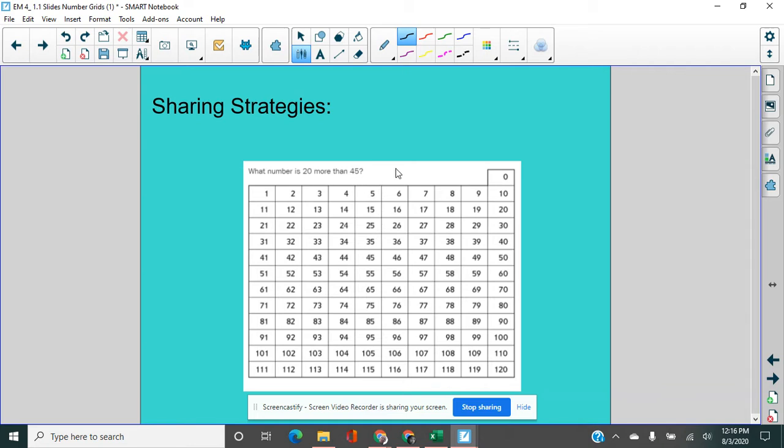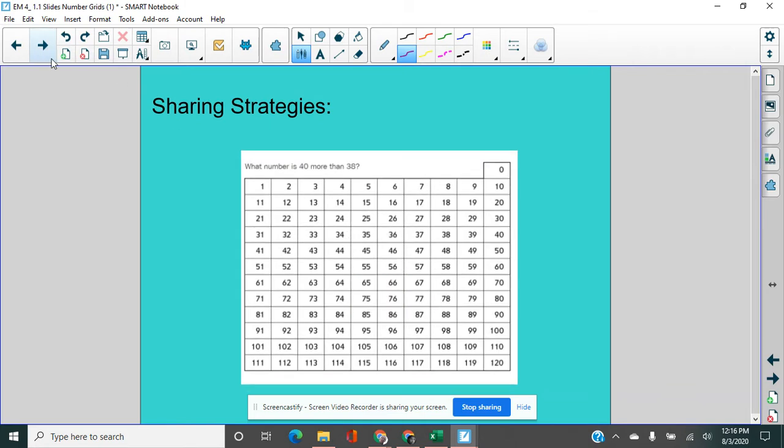So if we want to find out the answer to this, we're going to start at 45. And where's 45? It's right here. And if we go down 1, 2, we can find our answer. Our answer for this question would be 65, right? The difference between those two numbers is 20. That's how far apart they are.